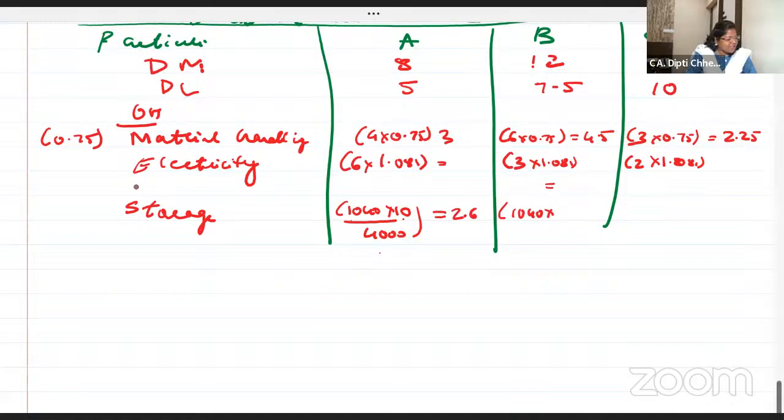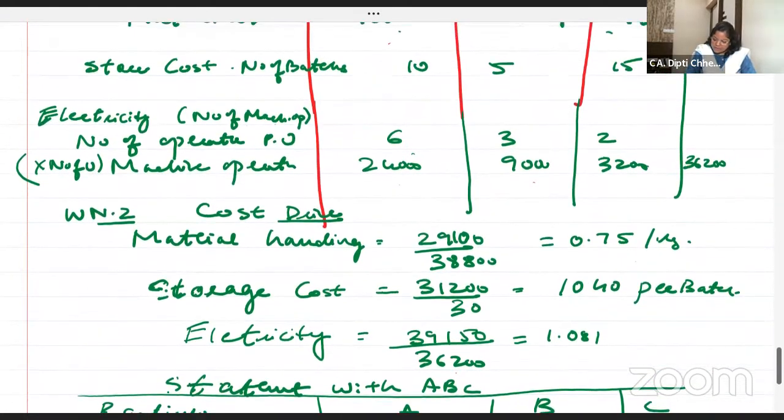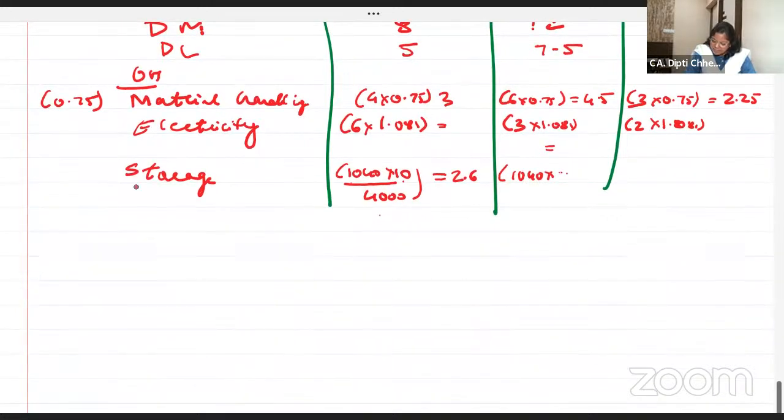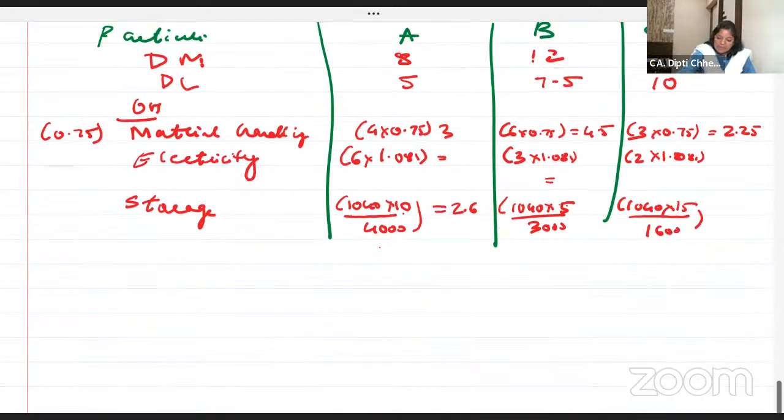Here, 1040 into how many batches are there? Number of batches 5 and 15. And how many units are there? 3,000. 1040 into how many batches are there? 15. Divide by how many units? 1600. Kar lo calculation. 1040 into 5 divided by 3,000. 1.73. 1040 into 15 batches and divide by 1600 units. 9.75. And ऊपर का calculation भी करो.